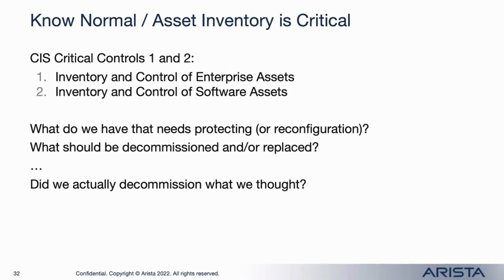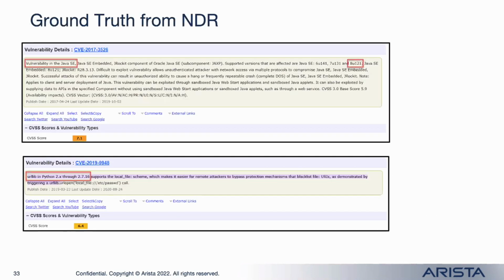It was just forgotten. I think NDR plays a key role here and can contribute to alleviating some of the pain around this challenge of asset inventory. The top 2 CIS critical controls have to do with this inventory of hardware assets and software assets. Just a couple quick examples. These are 2 different CVEs. The top one you see there, it might be a little bit hard to see, but that's a Java CVE. And I've highlighted one affected version is Java 8 update 121. The second one there is for Python 2.x through 2.7.16 for urllib.